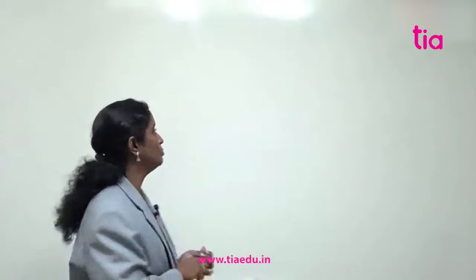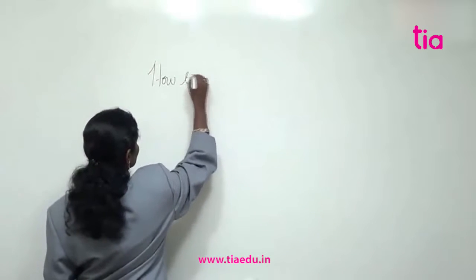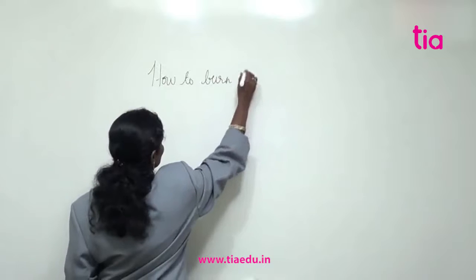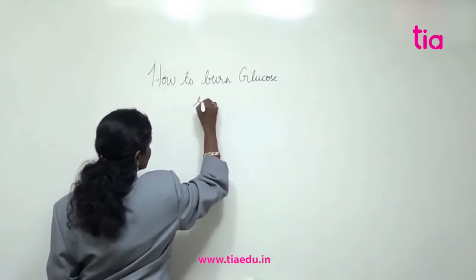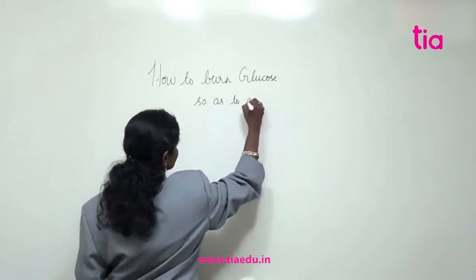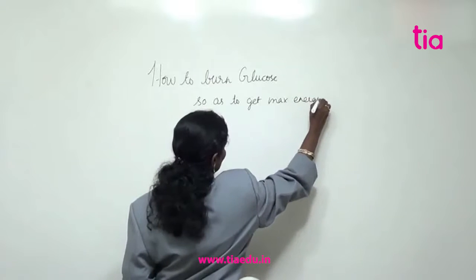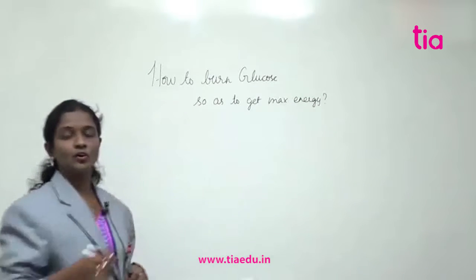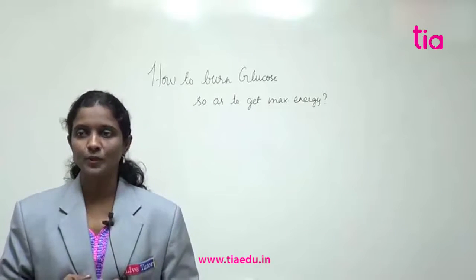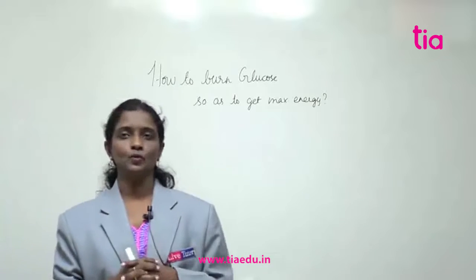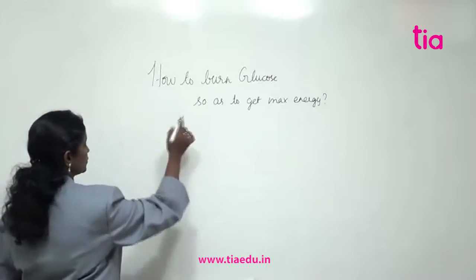We are going to see how to burn glucose so as to get maximum energy. What shall we call this? How to extract the maximum energy out of glucose? What do we call this precisely? Can you give me a term that we use for this?